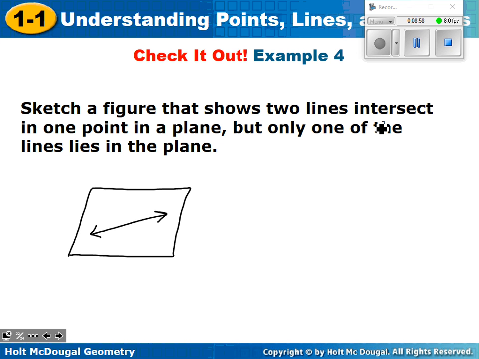And then you need a second line that's going to intersect this line at 1 point, and that 1 point is in the plane. So somewhere draw a line that crosses it, but oops, sorry, just kidding. Don't do that.